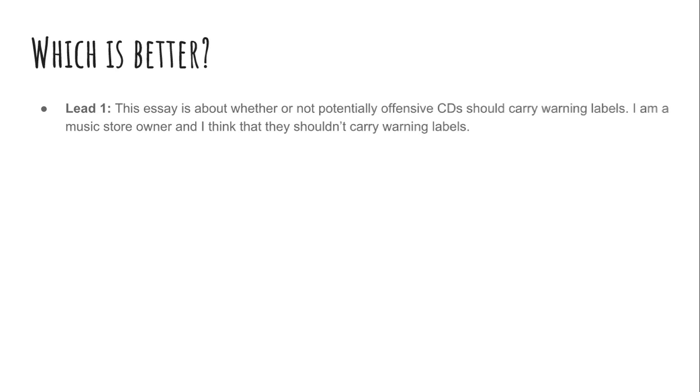Lead 1. This essay is about whether or not potentially offensive CDs should carry warning labels. I'm a music store owner and I think they shouldn't carry warning labels.